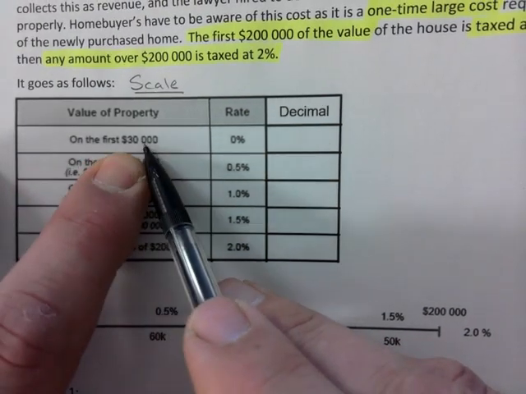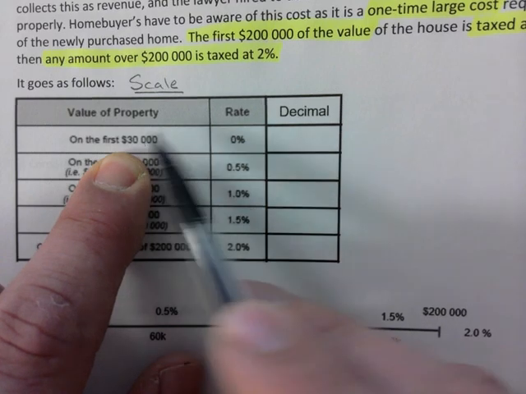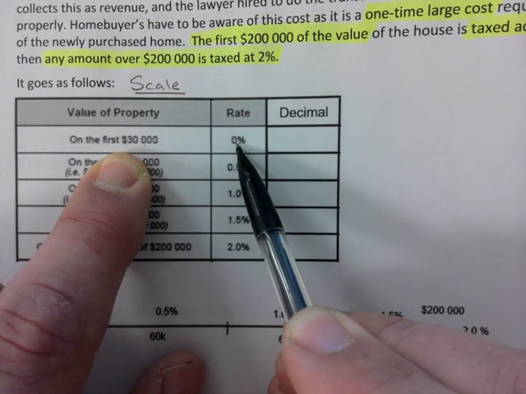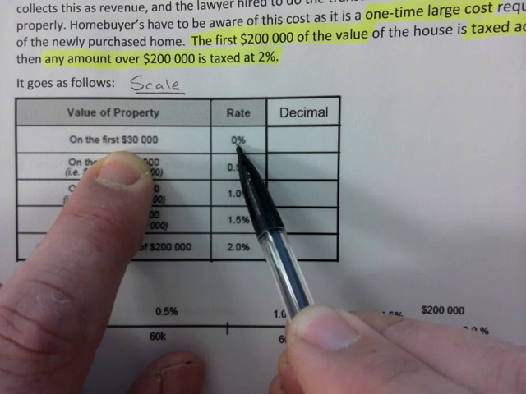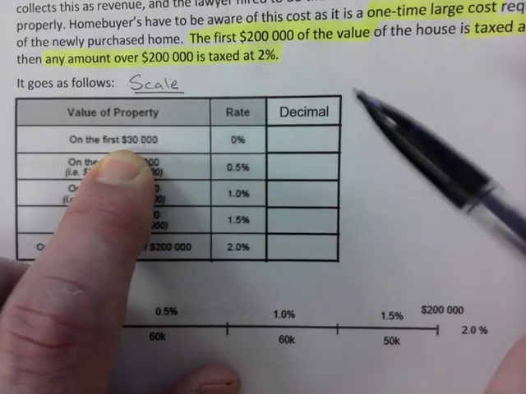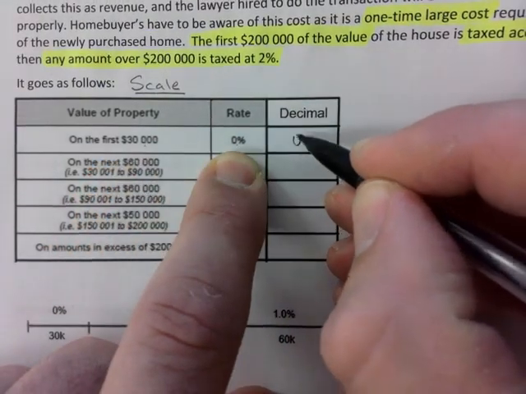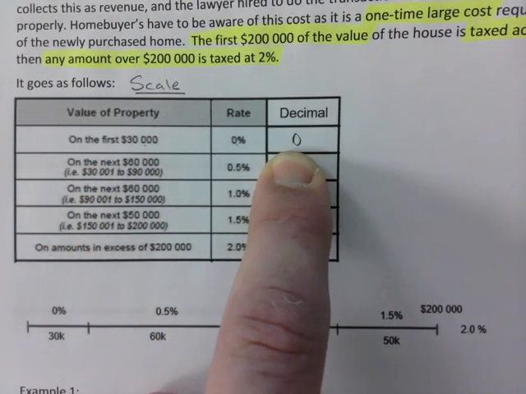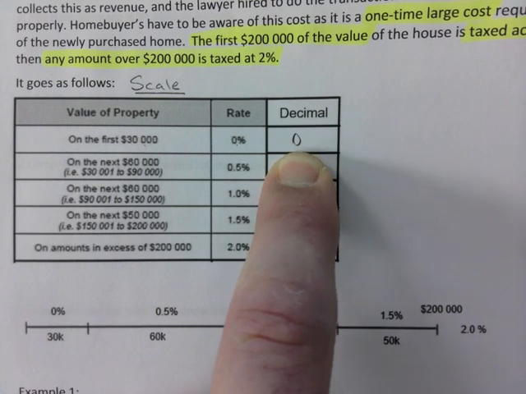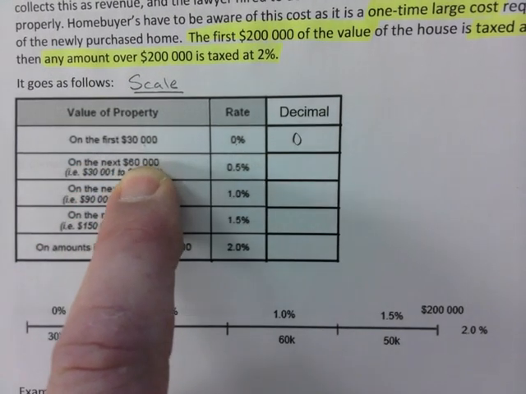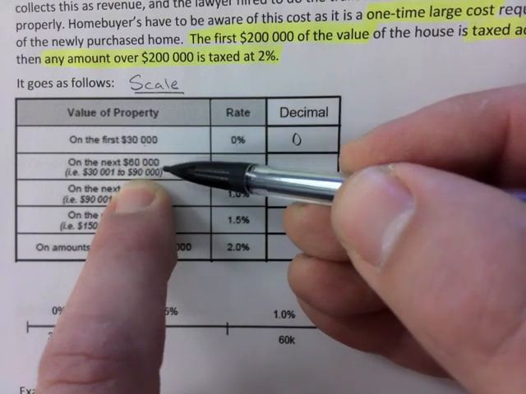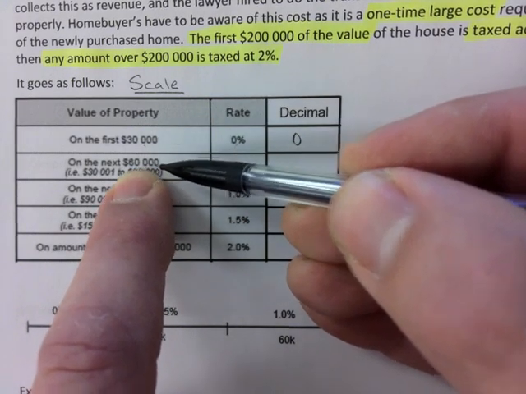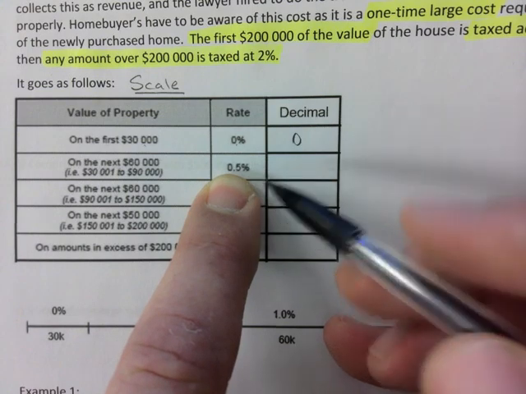So guess what? On the first $30,000 of any property, you would pay 0%. So if you manage to buy a house that's less than 30,000, good luck with that. You would not pay any land transfer tax. So that's just zero. Just put zero down. As a decimal, that's a 0. On the next 60,000, so first 30 nothing, on the next 60, which would get us to 90,000, you pay 0.5%.